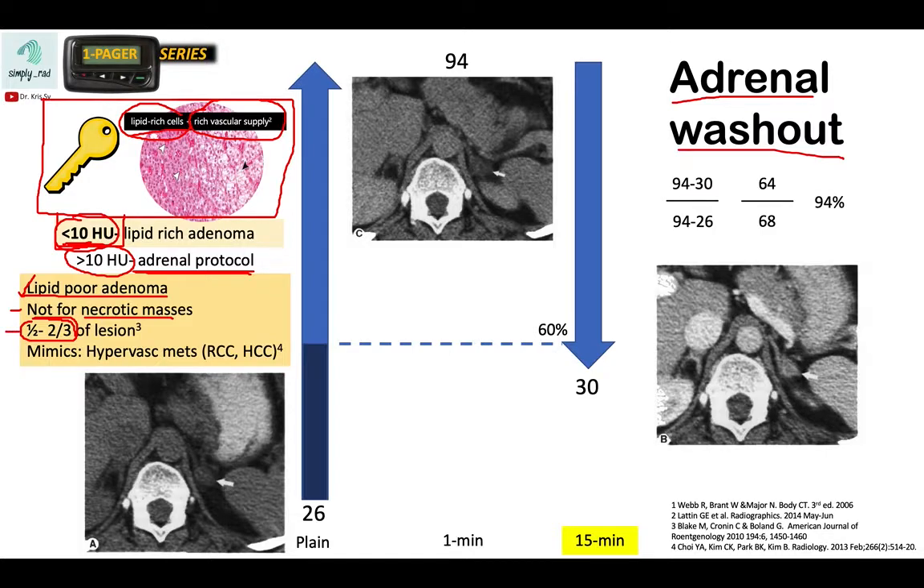Okay? Another thing to remember is that there are mimics. Since the adrenal adenoma has a rich vascular supply, other metastases which may be hypervascular, such as renal cell carcinoma or hypervascular HCC, may appear similarly.